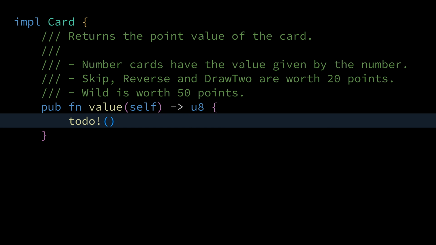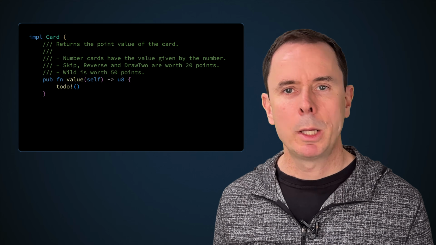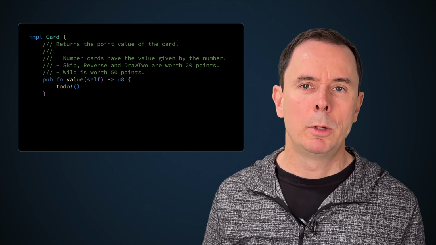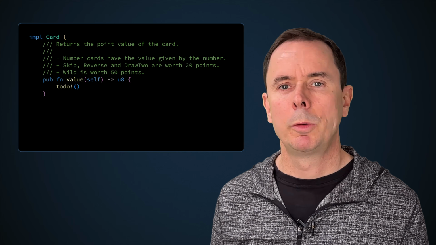So you probably want to remove this todo macro and replace it with an expression that matches on self and returns the appropriate value. This is the easy one, and once you get this one right, one of the unit tests will start passing. I recommend you make this one work before moving on to the other method.